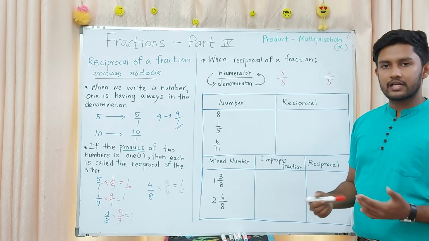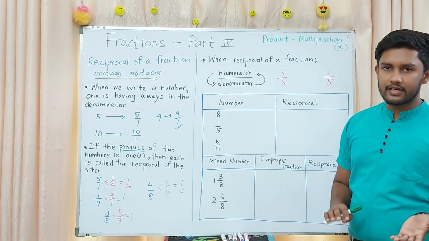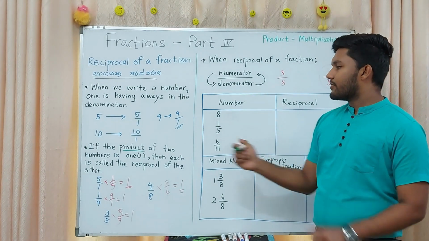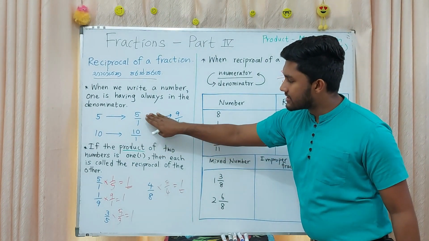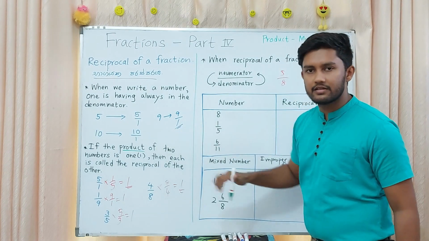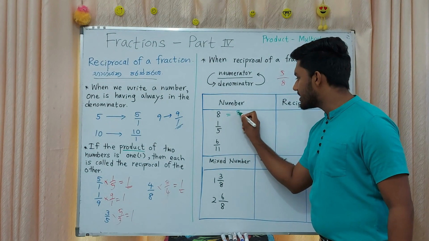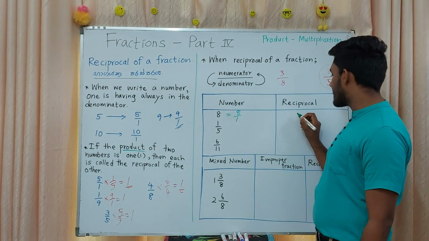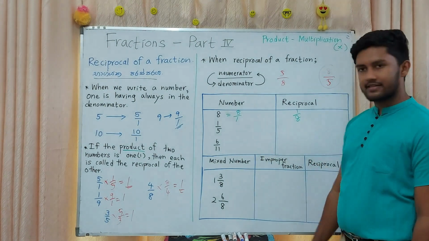Then you have an activity. You want to write the reciprocal of these numbers. If we get 8, we told that when we get a number, we have the 1 in the denominator. Then 8 over 1, normally it is happening. Then the reciprocal is 1 over 8.